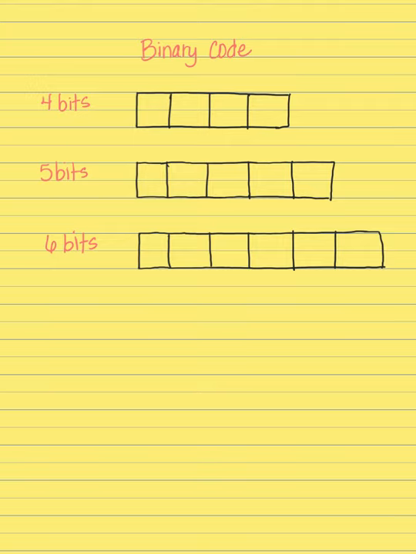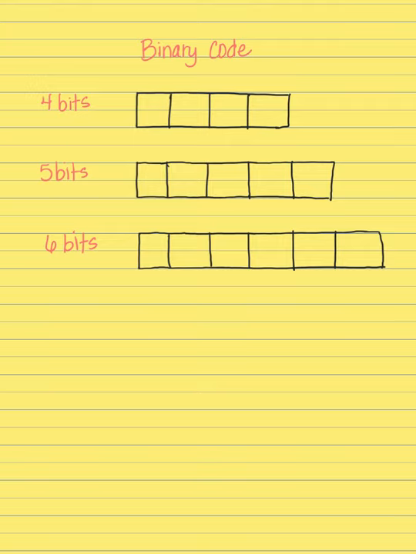So binary code can be 4 bits, 5 bits, 6 bits, all the way up to 32 bits. Now, I'm not going up that high with you because there's over 4 billion numbers you could make with that. That's way too high. We're going to stay down in like 4, 5, 6, 7, around that range. But they all work the same. So if you can do one, you can do any. Let me show you how this works.